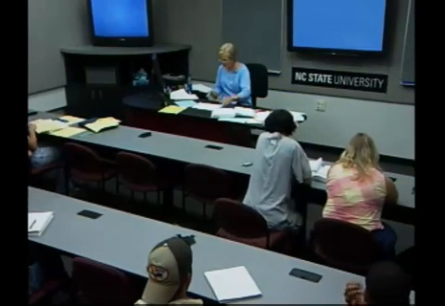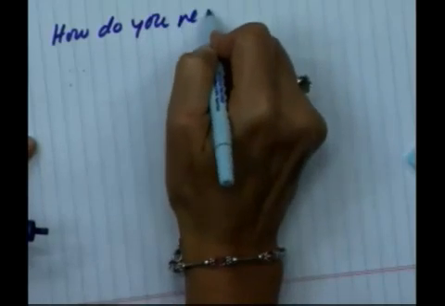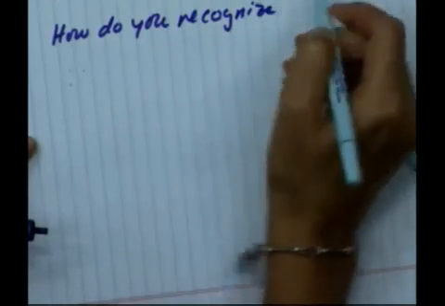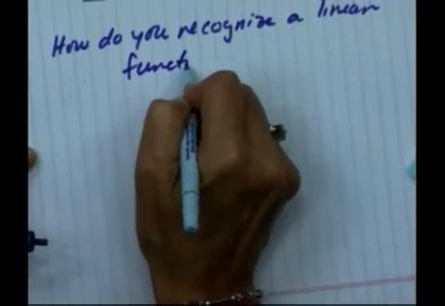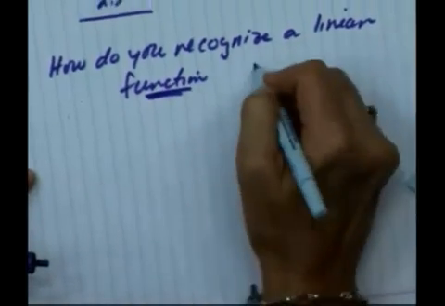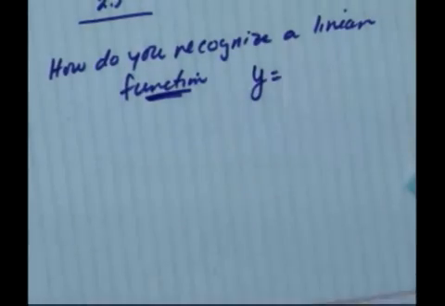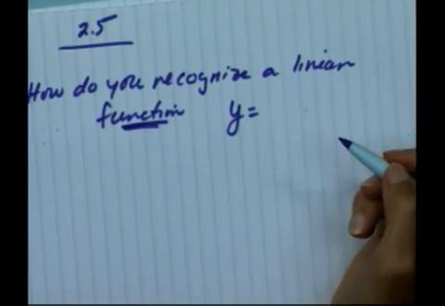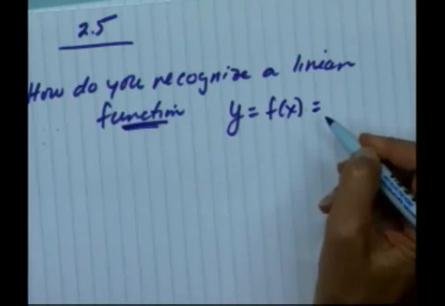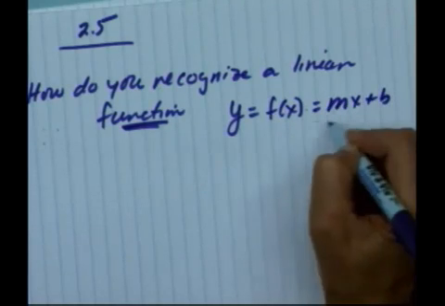All right. I need everybody to remind me again, how do you recognize a linear function? This time I'm going to call it a linear function. That means I want to write it as y equals. How do you recognize a linear function? What's it going to look like? If it's going to give you the graph of a line, what's your formula? Y equals mx plus b.